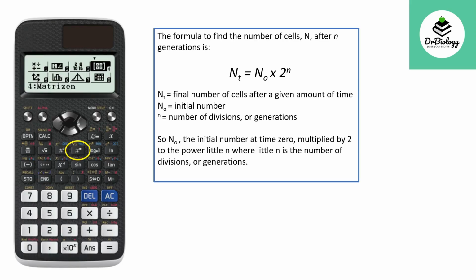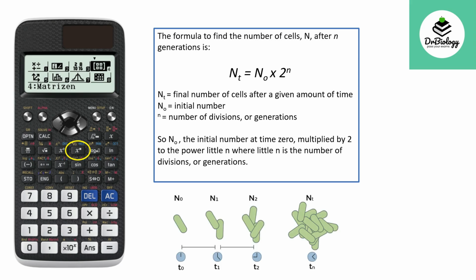of that time. On your calculator, you'll need to know the power of, which is highlighted here on my ClassWiz. So you can work out with this formula. Nt is the final number of cells after a given amount of time. N0 is the initial number times 2 times the number of divisions or generations. So N0, the initial number at time 0, usually 1, multiplied by 2 to the power of little n, where little n is the number of divisions or generations. So it looks something like that, in terms of the doubling at each point over time.